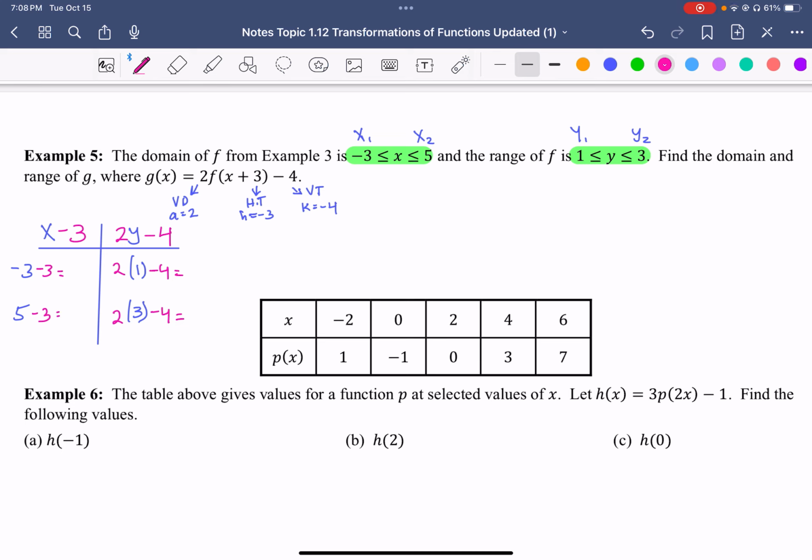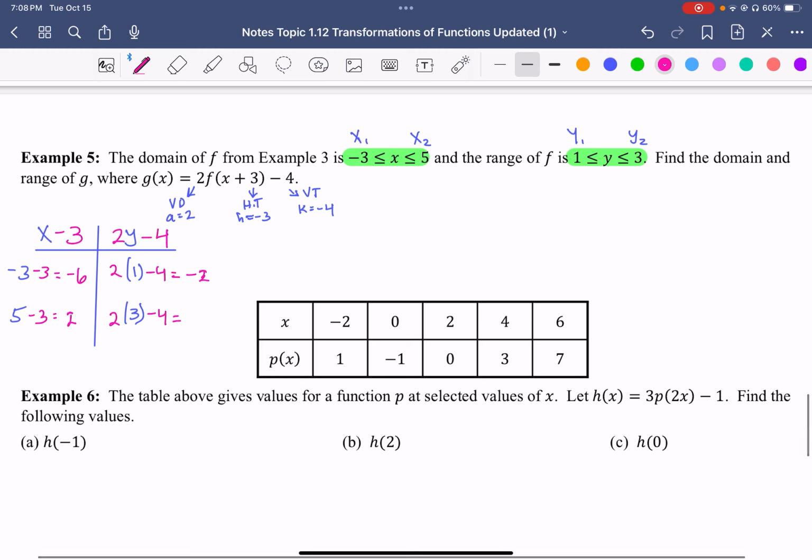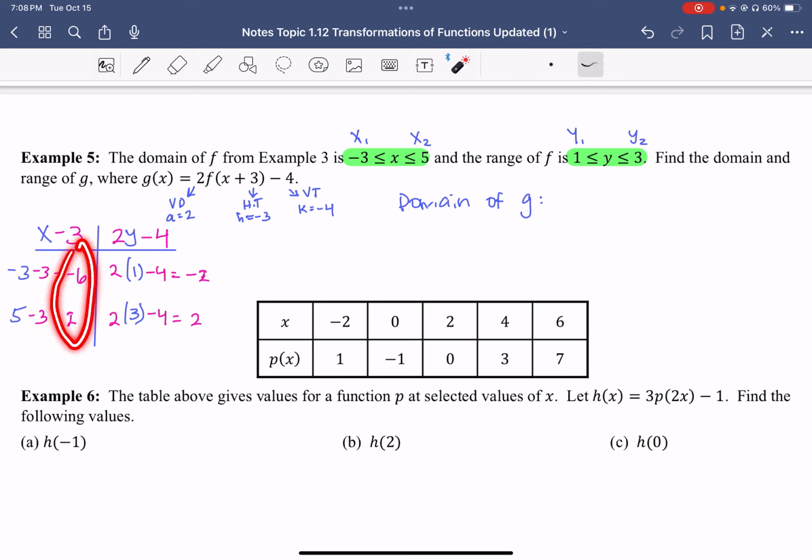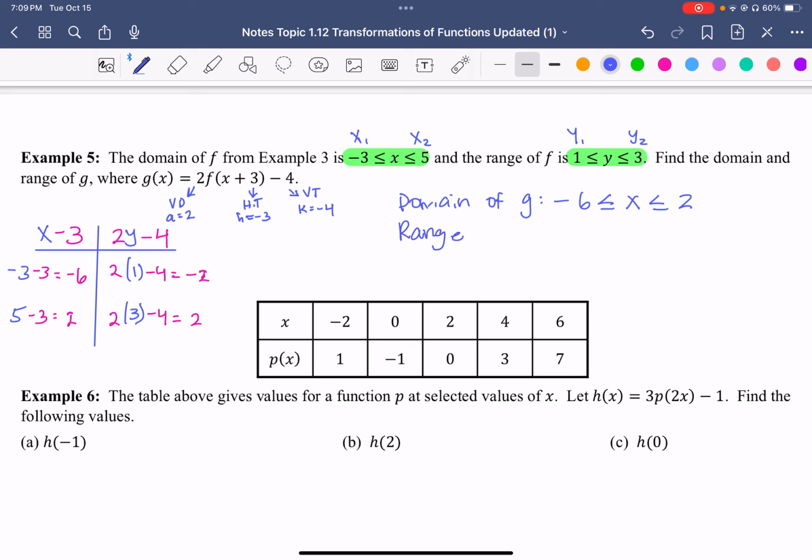Okay. -3 minus 3 is -6. 5 minus 3 is 2. 2 times 1 is 2, and 2 minus 4 is -2. 2 times 3 is 6. 6 minus 4 is positive 2. Okay, so now for the answer, we have the domain of g. The new domain is just going to be your x values because the domain is a set of x values. So we have -6 to positive 2. And for the range of g, we have -2 to positive 2.